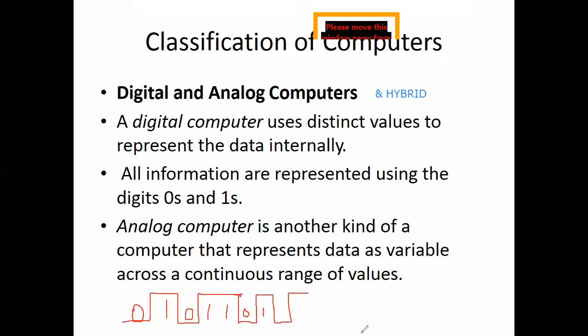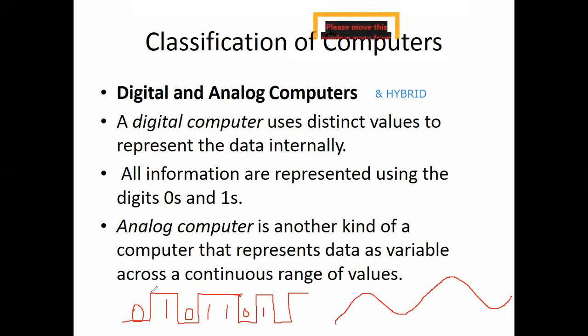Analog computers. Analog computers are another kind of computer that represents data as a variable across a continuous range. Okay, so this is how we can illustrate analog computers. Data is represented across a continuous range.